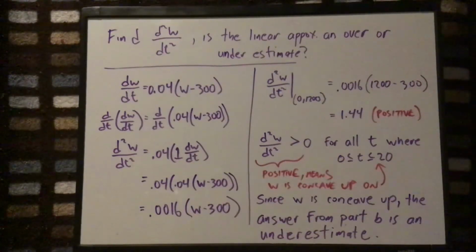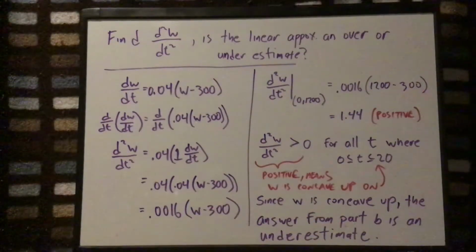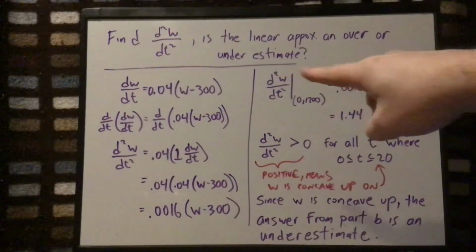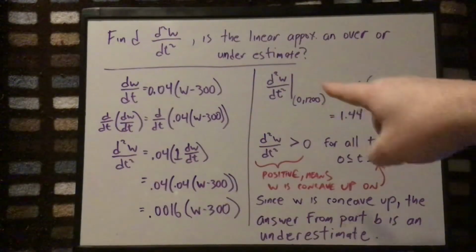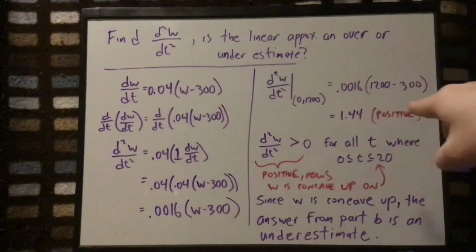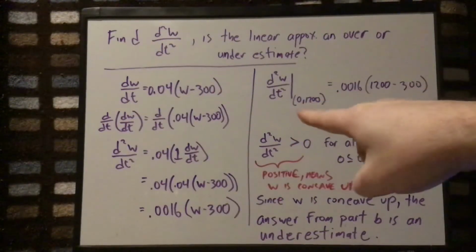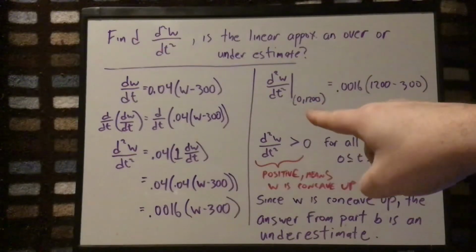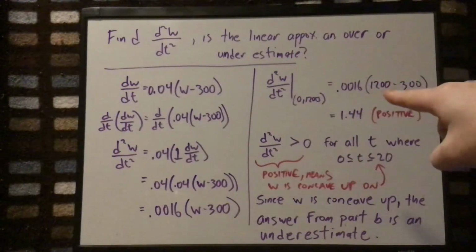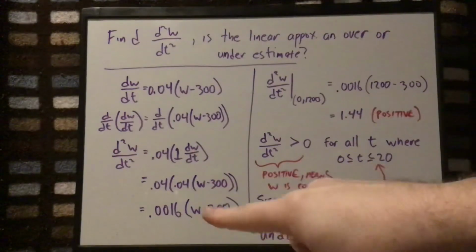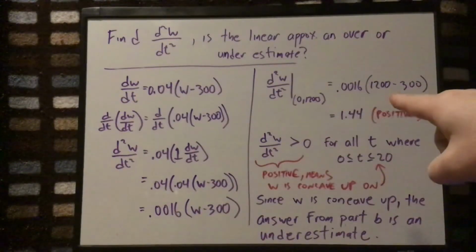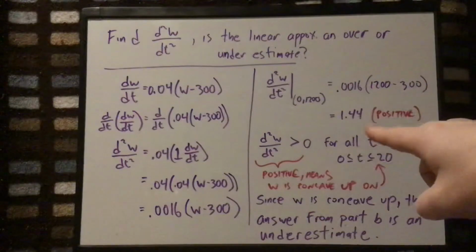Now, how does this get me information to answer what they want in part B? How do I know whether it's an over or underestimate? So that work is on the right. I'll explain it if you don't follow it. The second derivative, I can actually evaluate at 0 and use this to figure out what's always true about the second derivative. If I evaluate it at the 1200, the second derivative only needs me to plug in the w, because remember, it's based on just w. So if I plug in the 1200, it gives me the number 1.44.